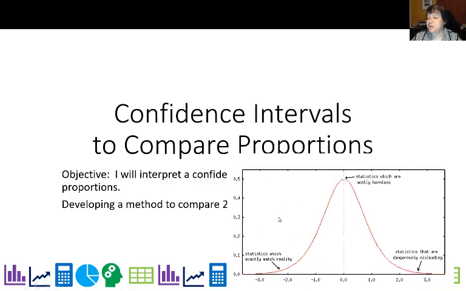cute little cartoon. So there are statistics which are mostly harmless. See the normal distribution here. Statistics that are dangerously misleading. And statistics which exactly match reality. We have a sense of humor in statistics.